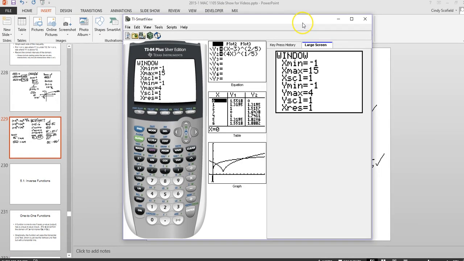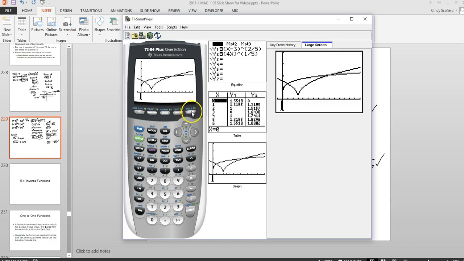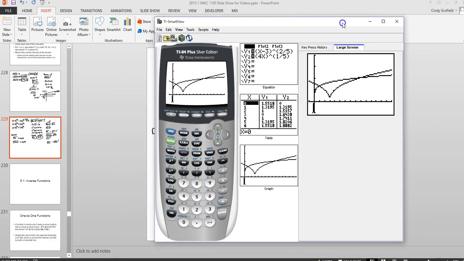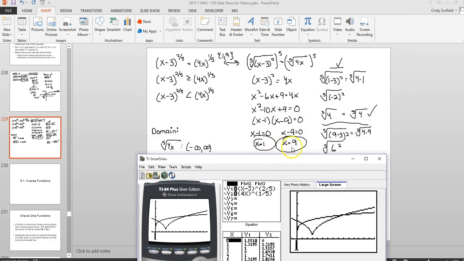Okay, once again, I'm back. As I got this back open, I went ahead and set my window. I ended up settling on x min of -1, x max of 15, and y min of -1, y max of 4. And I feel like that gives me a pretty decent picture. Here you go. The little V-shaped graph, that's your y1 or your x minus 3 to the 2/5 power. And then the sideways, S curvy shaped graph, that's your y2 or your 4x to the 1/5 power. The 2 points of intersection are our solutions of 1 and 9.